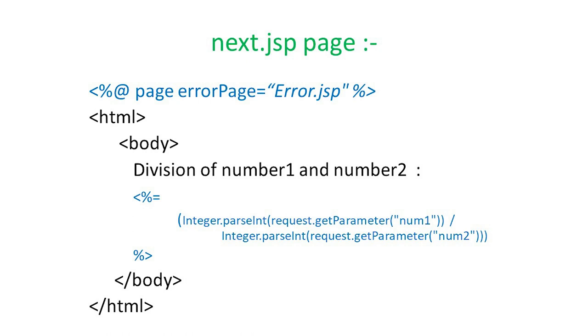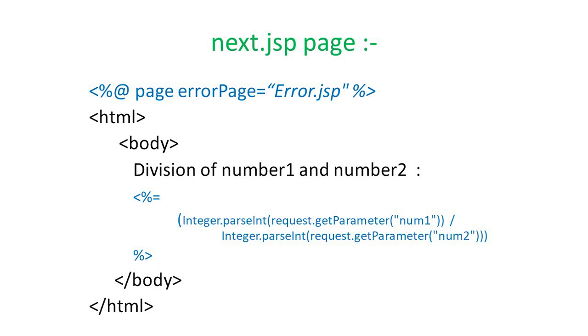HTML body and the division of number one and number two. Here we have <%= Integer.parseInt(request.getParameter("number1")) divided by Integer.parseInt(request.getParameter("number2")). The first text box has the name number one, and the second text box has the name number two. We get the parameter with request.getParameter, and by parseInt we convert it to an integer. So these two values we are inputting here.